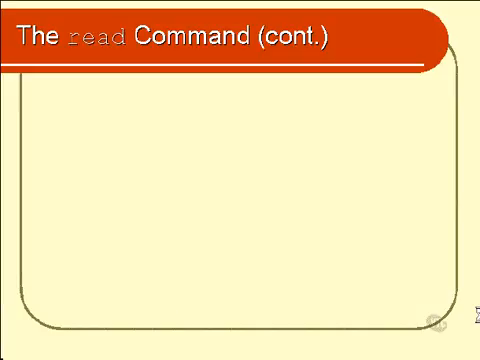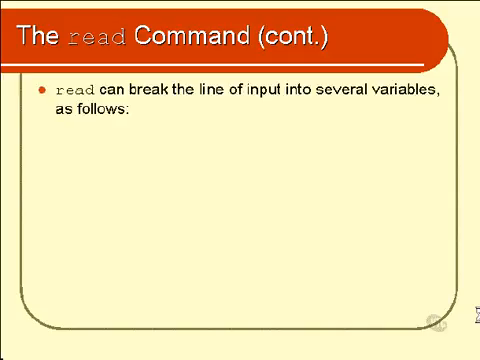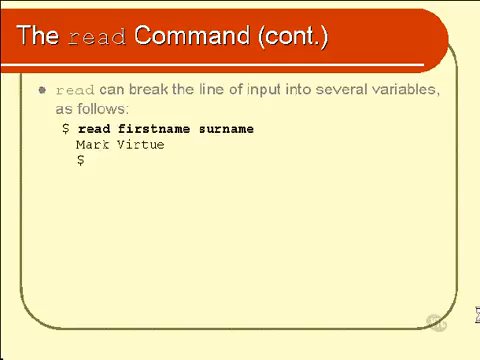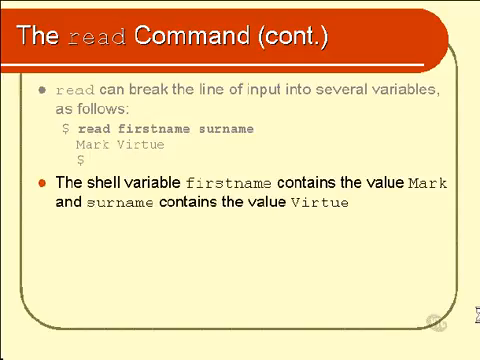Moving on, a little bit more about the read command. It's actually possible to break the line of input that was typed in by the user across several variables as follows. You could possibly do it as read first name, surname, and then the mark would go into first name and the virtue would go into surname. So you can actually read the contents of two variables simultaneously.